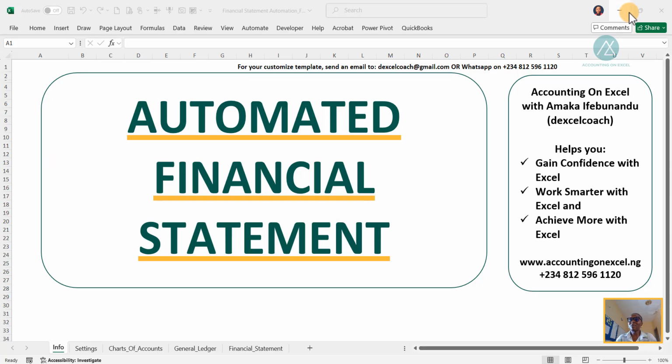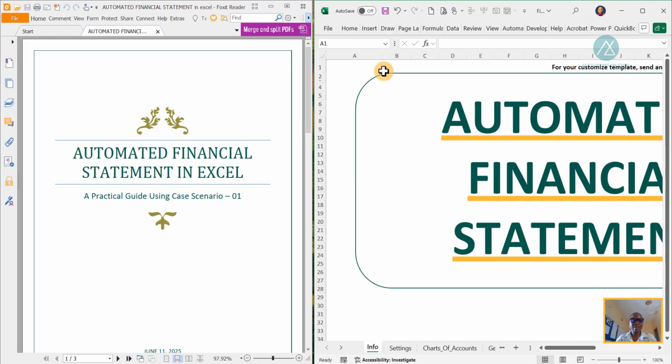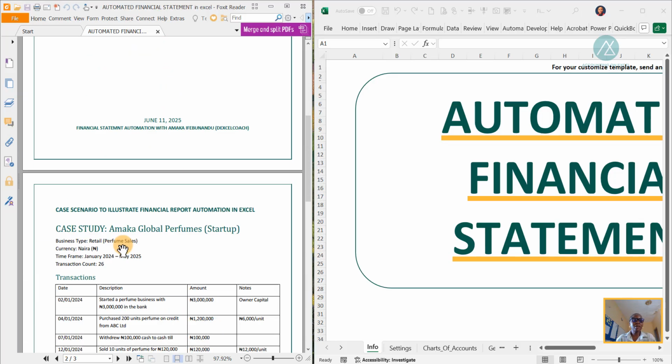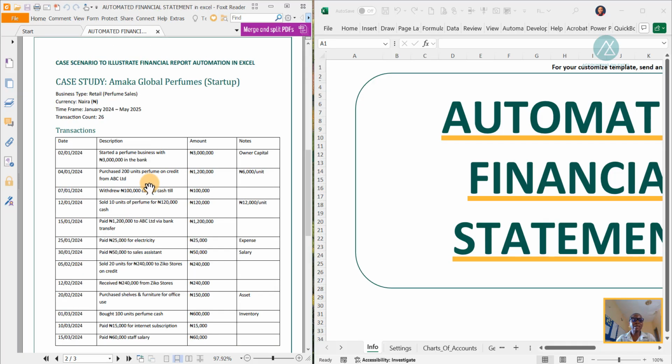So let me just have my PDF case study side by side alongside the Excel workbook. Right, I believe we can see it. So this is the case study we'll be working with, automated financial statement in Excel, a practical guide using case scenarios. So this is the first case scenario. Subsequently, we'll have other scenarios where we'll be testing different kinds of business and different kinds of transactions. Right. So this is the case scenario.